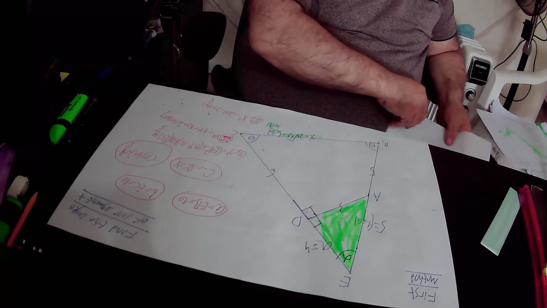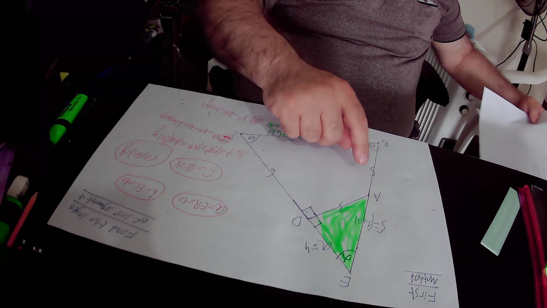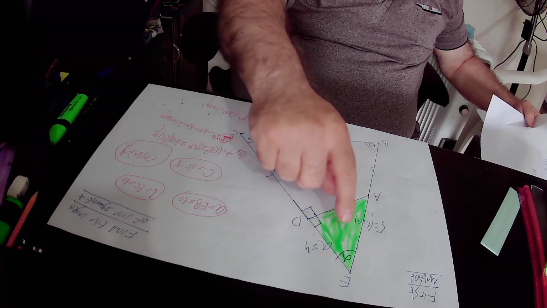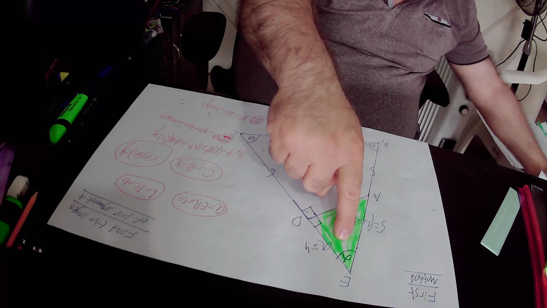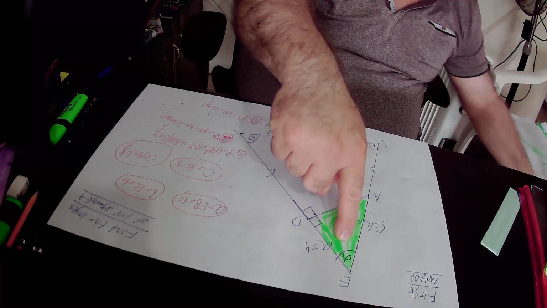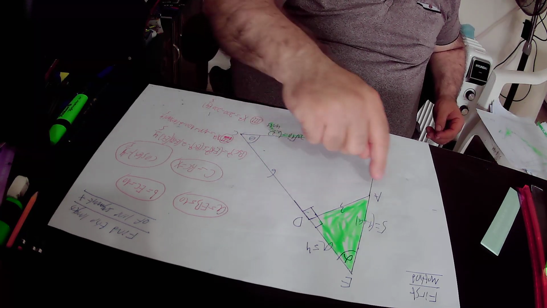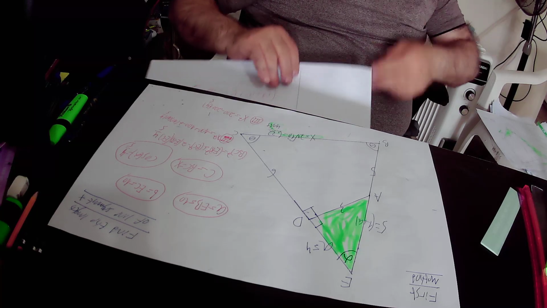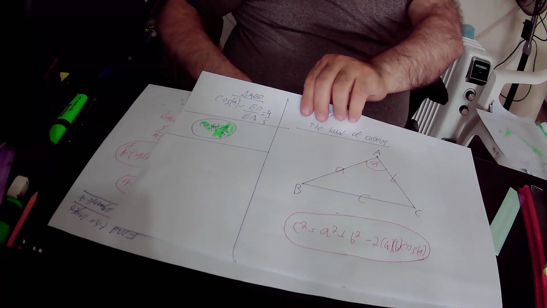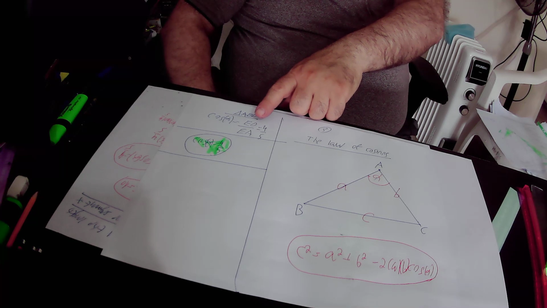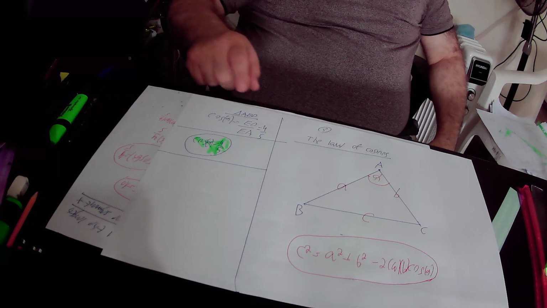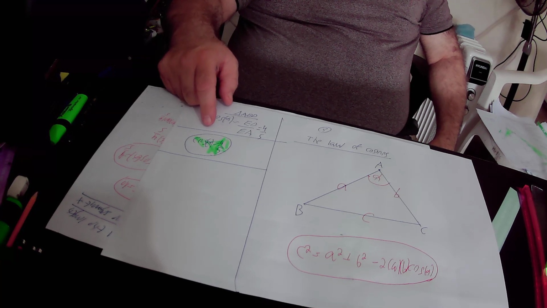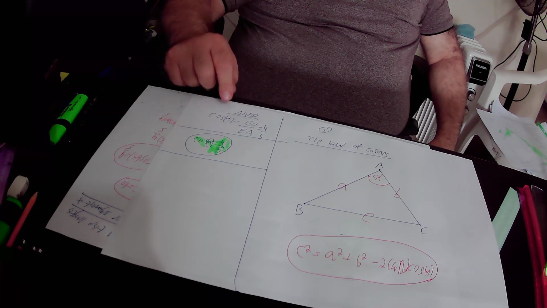Then we defined, in the green right triangle, angle AED as alpha. So here cosine alpha in this green right triangle will be equal to ED over AE. Okay, cosine alpha equals ED over EA. ED equals 4, EA equals 5. So in conclusion, we found out that cosine alpha equals 4 over 5.